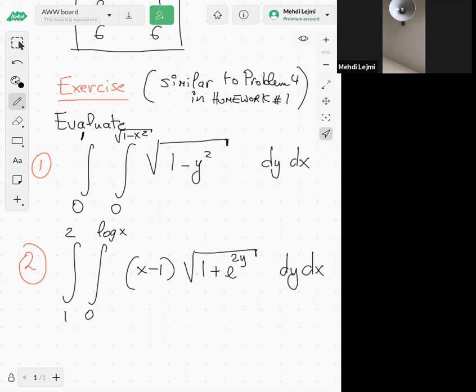I think so, right? Your function is also positive. You have square root of x minus 1, and x is between 1 and 2, so everything here is positive. So the answer should be a positive number, I think. But anyway, I should probably start solving number 1, and then we'll see for number 2, right? So let's start with number 1.